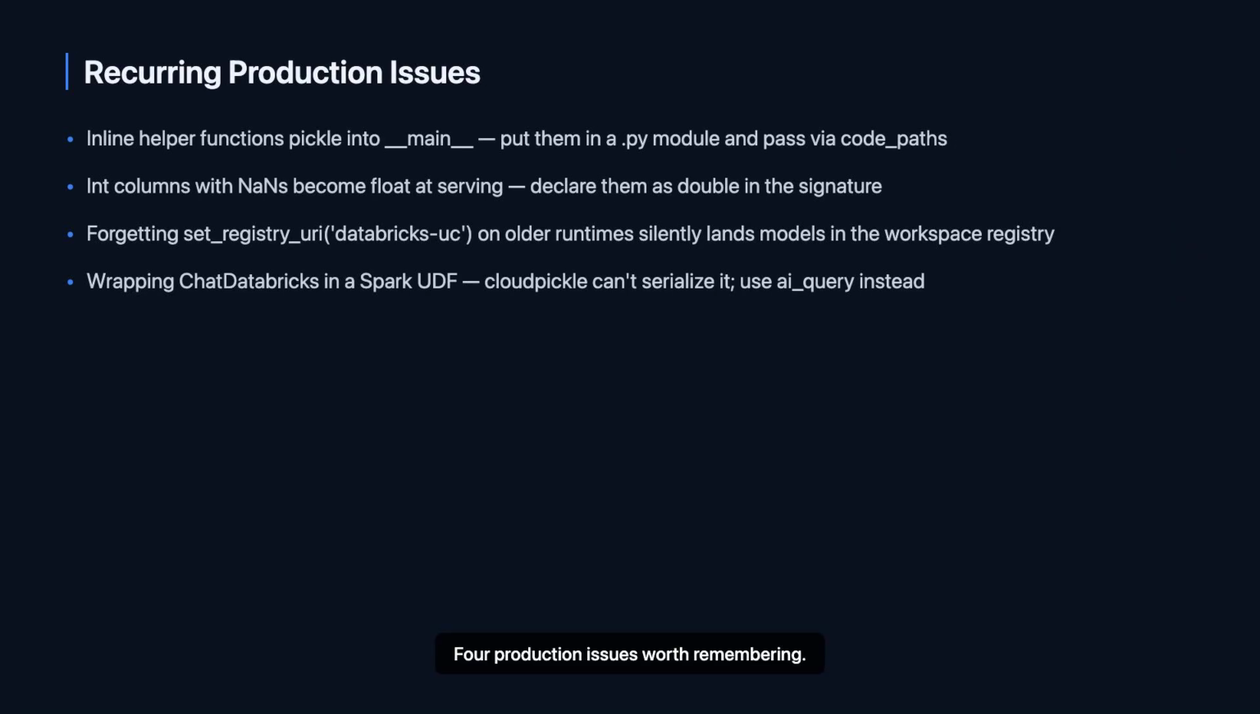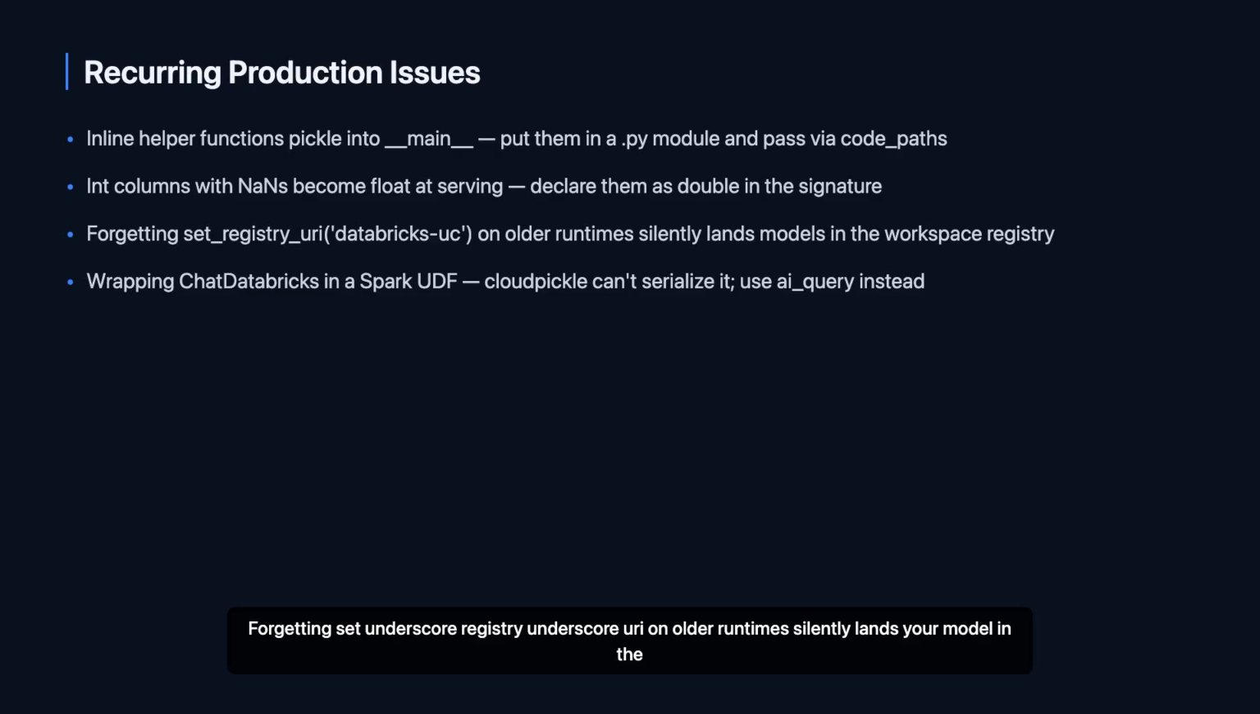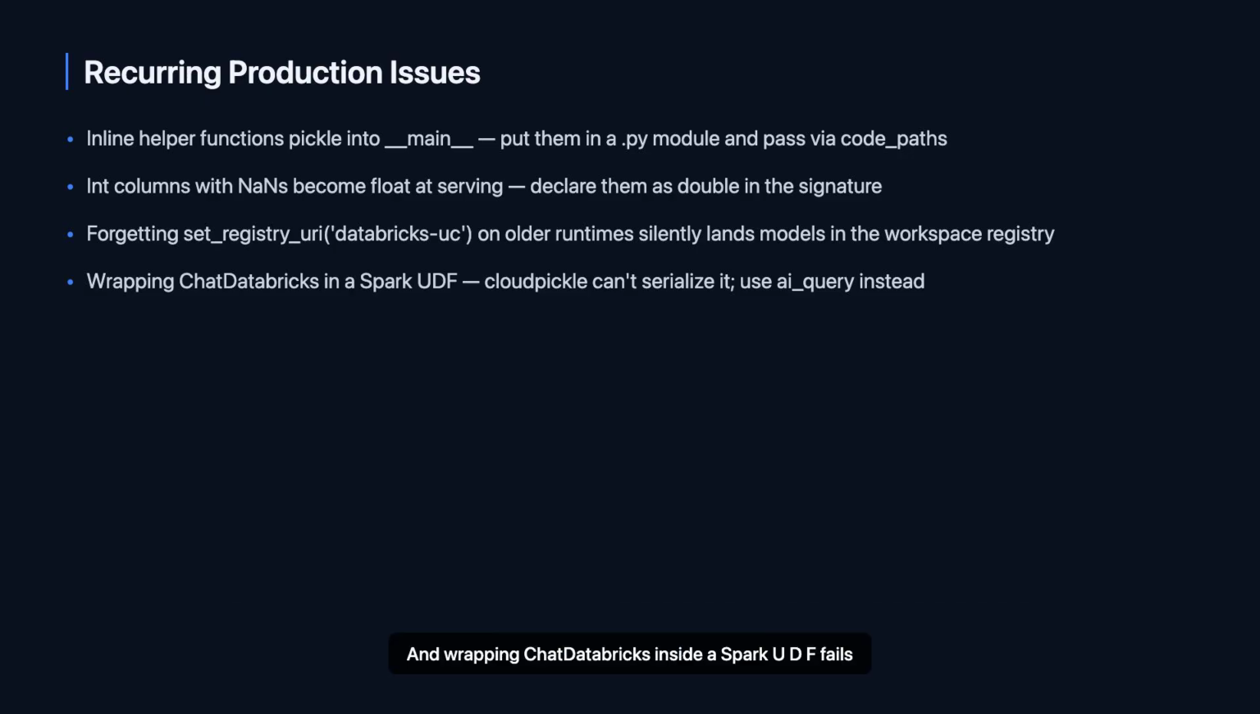4 production issues worth remembering. Inline helper functions defined in notebook cells pickle into __main__ and fail to load in the serving worker. Put them in a .py module and pass them through code_paths. Integer columns with NaNs become float at serving time, so declare them as double in the signature upfront. Forgetting set_registry_uri on older runtimes silently lands your model in the deprecated workspace registry. And wrapping ChatDatabricks inside a Spark UDF fails because cloudpickle cannot serialize the active client. For batch foundation model work, use ai_query instead.